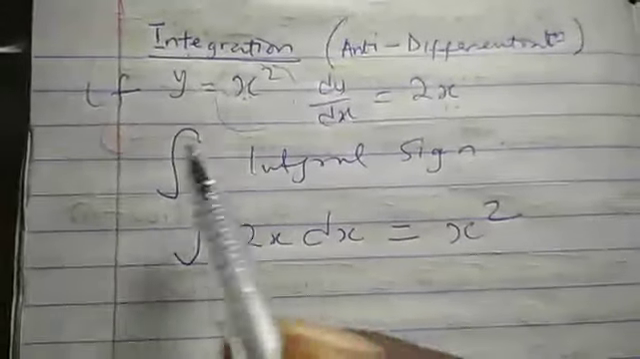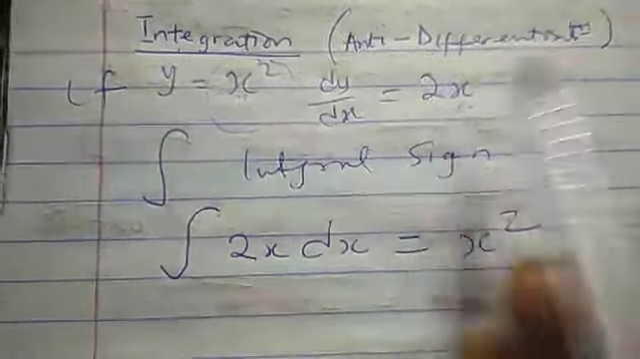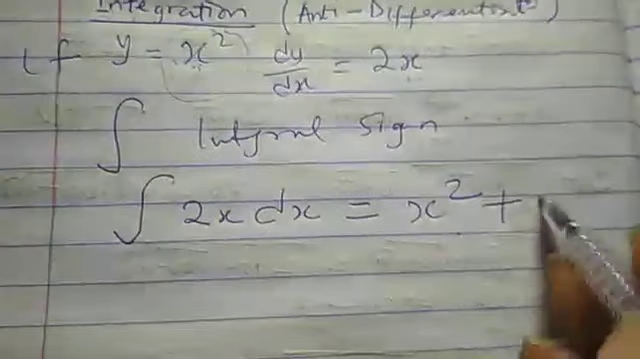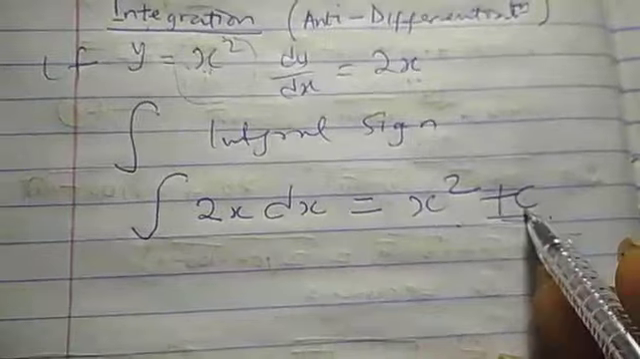that it is differentiation of s squared that gives me 2s. So we can put plus c. C is a constant. We call it an integration constant, which must be there.